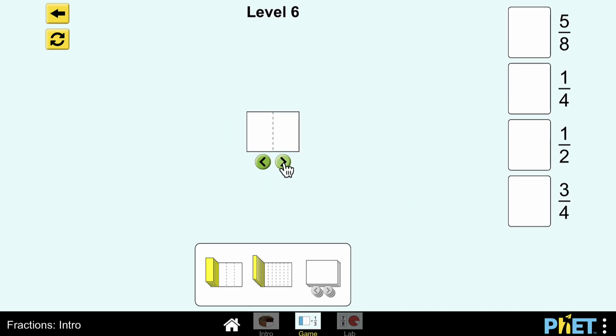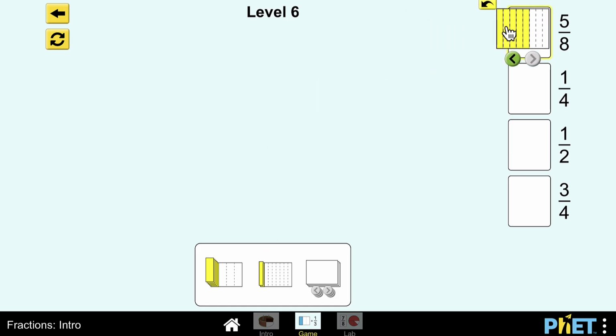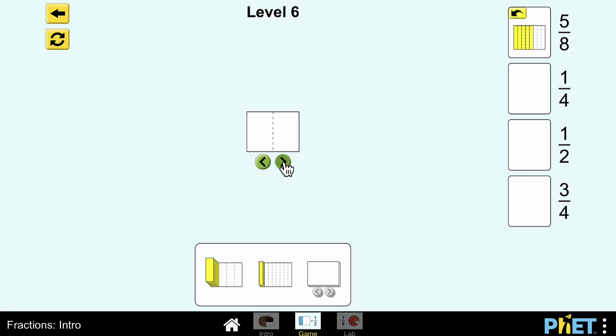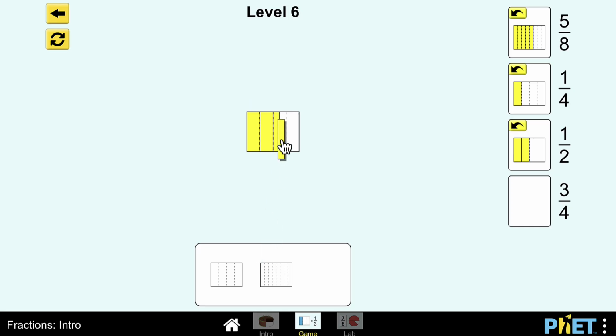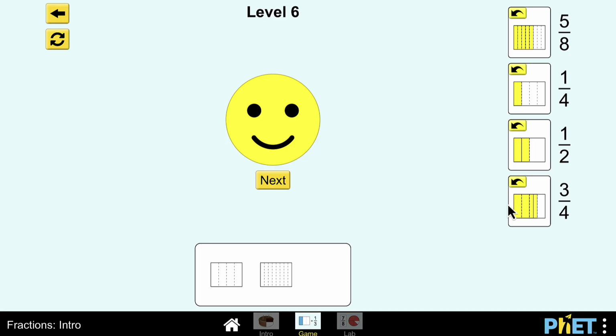Level 6, we have 10 levels in total. They need me to make 5/8. I think these are the pieces. 1, 2, 3, 4, 5/8. 1/4, how could we do that? Let's make quarters, and I have it here ready. Easy. 1/2 could be made with 2/4. 1, 2/4 is the same as 1/2. Now, for the last one, I'm going to use 1, 2/4. They need 3/4. How can I make the 3/4? I need 2 pieces of 2/8, and that's 3/4.